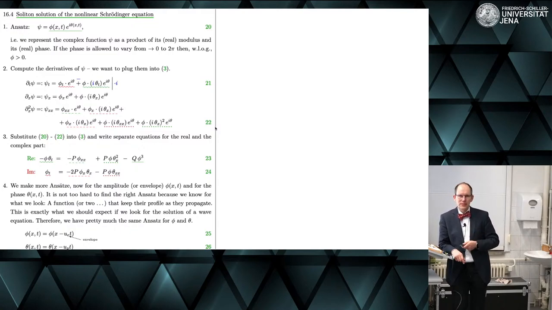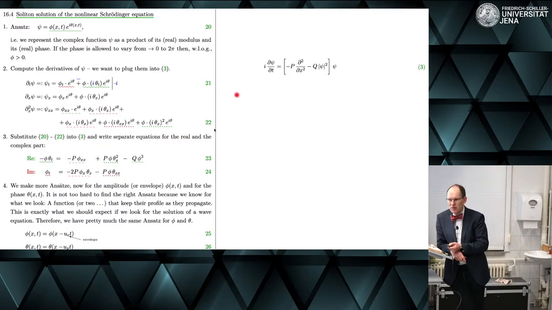Okay. Well, what do we do with an ansatz? Of course, we plug it into the differential equation, here in our nonlinear Schrödinger equation. And in order to do that, we go step by step. So we calculate the spatial and temporal derivatives of this ansatz, using the product rule, and we multiply it at the end with i, such that we have the same expression here, right? Then we need the second derivative here. So the first derivative here, and then the second derivative. Well, it gets a little bit lengthy because you need the product rule twice.